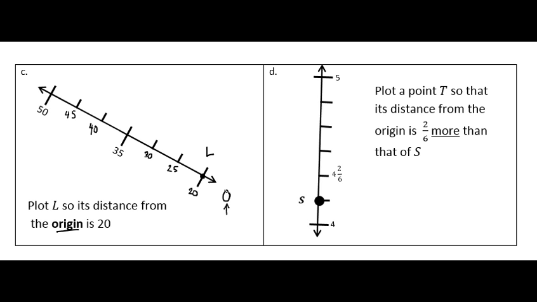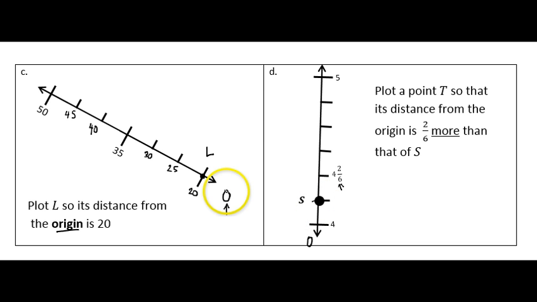On the next number line, it starts at 5 at the top and goes down to 4 at the bottom. So this whole section has been divided into sixths. There are 6 equal pieces. And you can see the 4 2/6 here, which confirms that. Now the directions say plot a point T, so its distance from the origin is 2/6 more than that of S. Well, the origin would be down further on the number line, and again the origin would be 0.